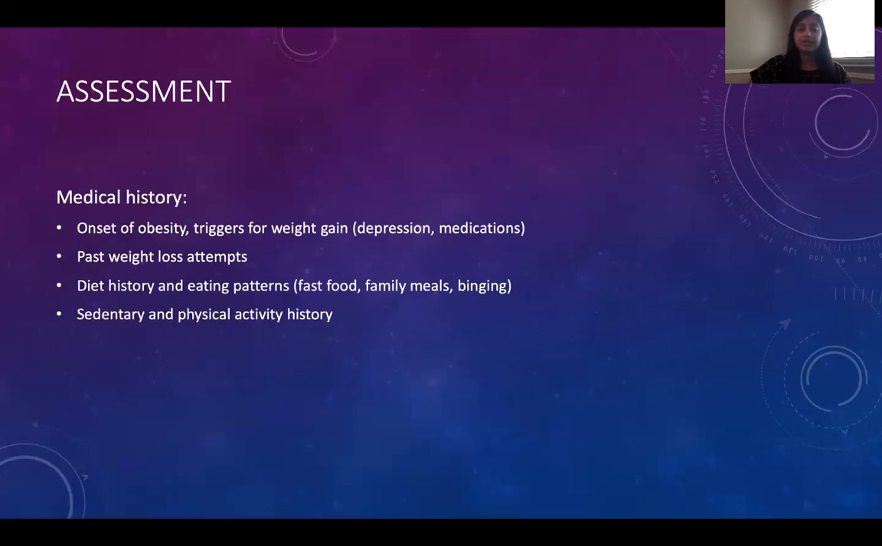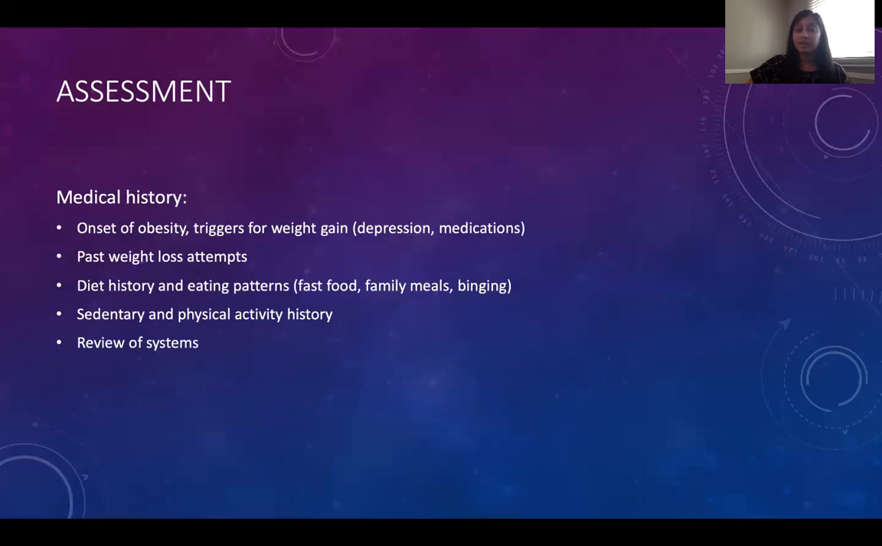So getting a history about their physical activity and sedentary lifestyles. Are they the type of kid that wants to sit in front of the TV and watch movies or play video games, or are they getting outside and playing with their friends and or riding their bike, walking the dog, things like that? We want to get a really good review of systems to see if they have some of those complications that we briefly went over a few minutes ago.